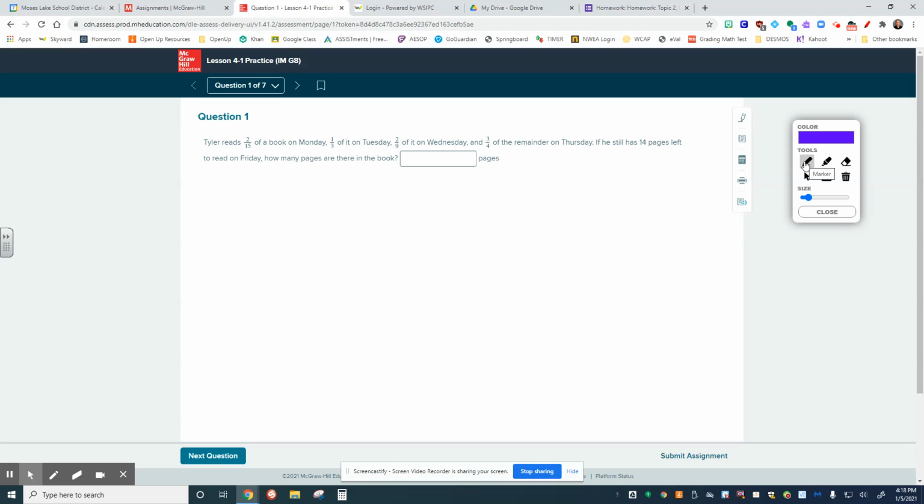We need to pay really close attention to the wording. First off, how many pages are there in the book tells me I don't know how many pages are in the book. So we're going to call that, let X be the number of pages in the book. If he's reading a bunch of pages on Monday, then he's decreasing the total number of pages, but he's decreasing by 2/5 of the book on Monday and 1/3 of the book on Tuesday and 2/9 of the book on Wednesday.